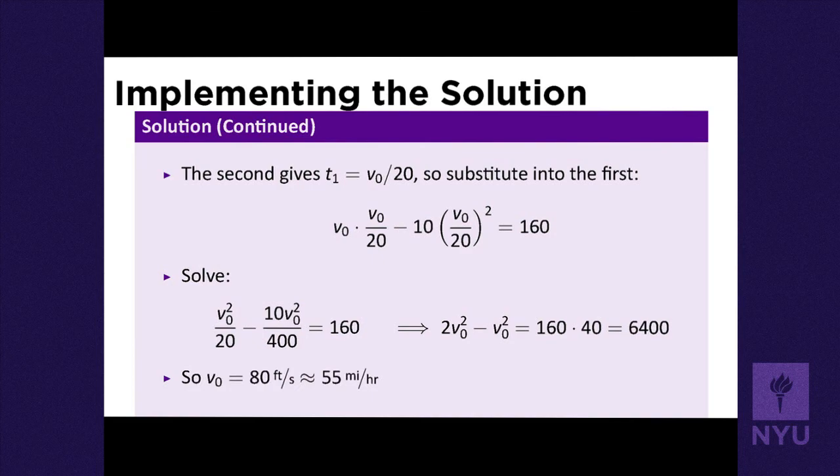And then what are the units? Well, the position was given in feet, and the acceleration was given in feet per second squared. So we end up with feet per second for our initial velocity. If you want to translate that into miles per hour, you just have to multiply by some constant. Basically, you divide by the number of feet in a mile, and you multiply by the number of seconds in an hour, and you get that this is approximately 55 miles an hour. So if this happened on a highway, we can't say that the driver was speeding when the crash happened. Does that make sense? Okay.